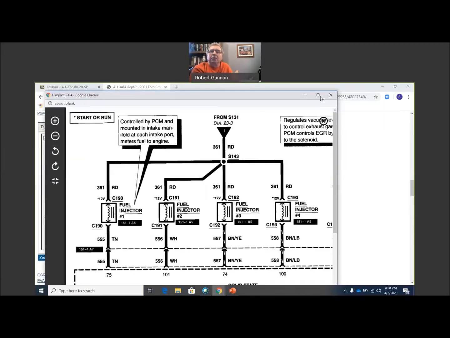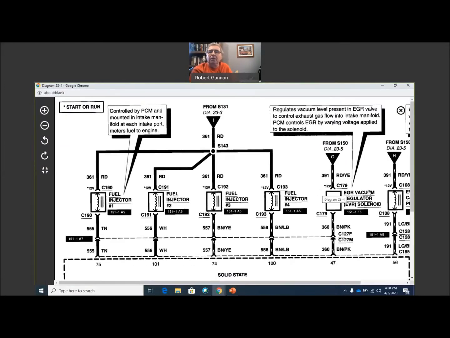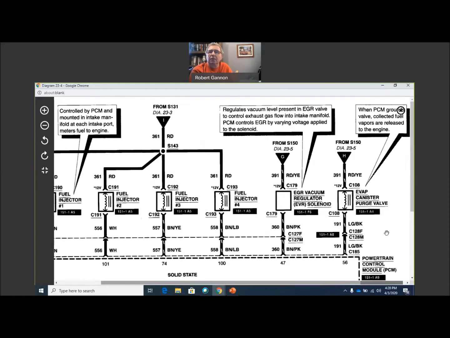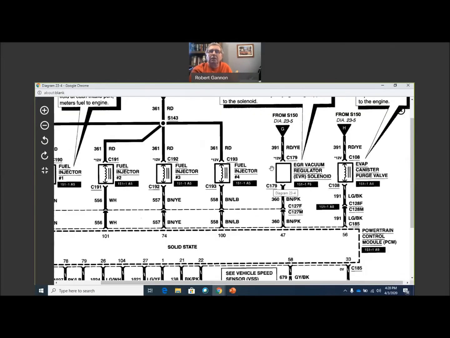So this we did in the lab, the EGR vacuum regulator solenoid. So again, you should be detecting a pattern here, right? The EGR vacuum regulator has 12 volts supplied to it from a splice somewhere. I'm going to assume that whenever the key's turned on, you're going to have your 12 volts there. And the way that solenoid is energized is by the PCM grounding pin 47.